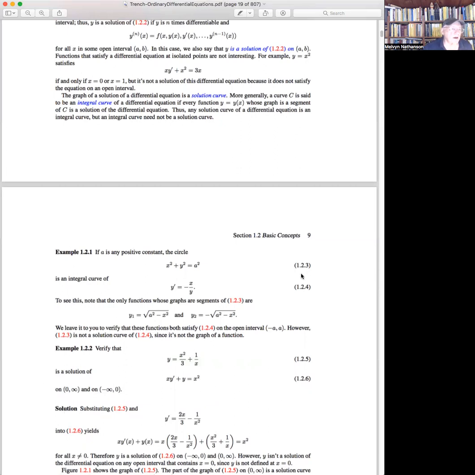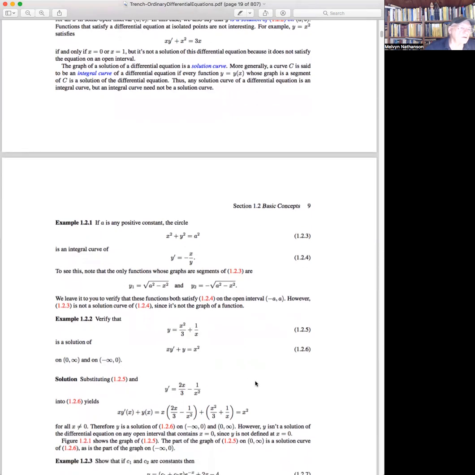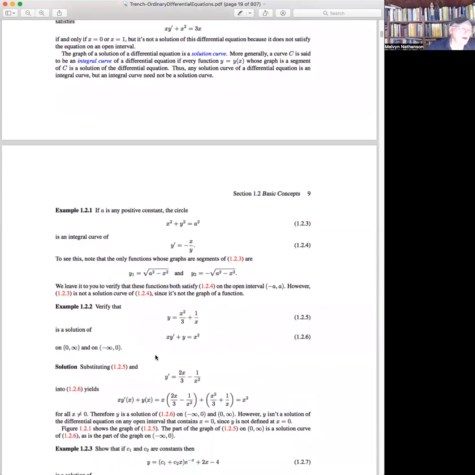Similarly, here we have a more complicated function and a more complicated differential equation. And we're told, and you have to verify this, that this is in fact the solution of this equation. Well, how do you do that? Here's the function x squared over 3 plus 1 over x. If you differentiate it, you get 2x over 3 minus 1 over x squared. That's y prime. So plug that into the equation.